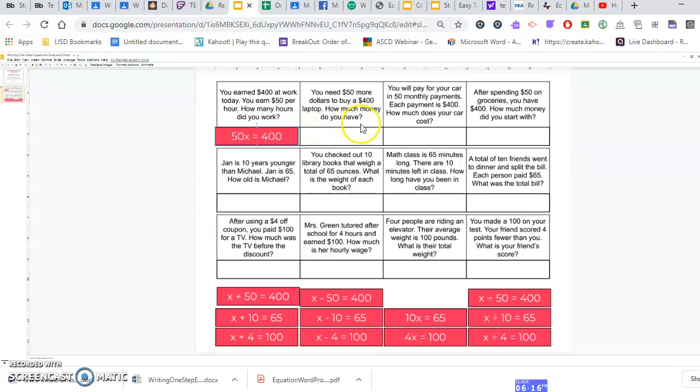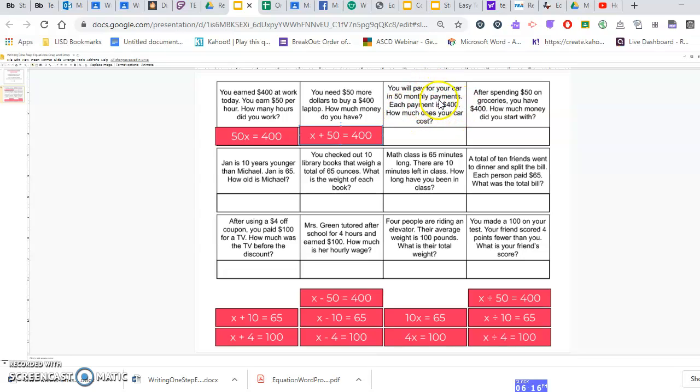Okay. The next one says you need $50 more to buy a $400 laptop. So how do we get that $400? We need 50 more. To get 50 more of something, I would add 50. So I'm going to go down here and find the one where we're adding 50 to get 400. I'm going to click that one and drag it up here and drop it in that box.